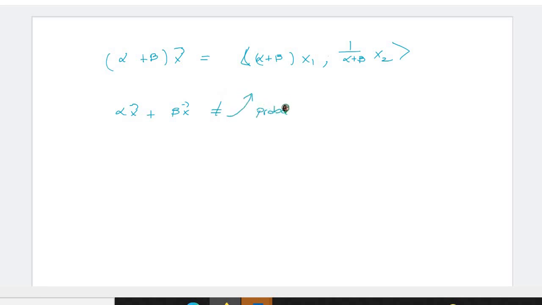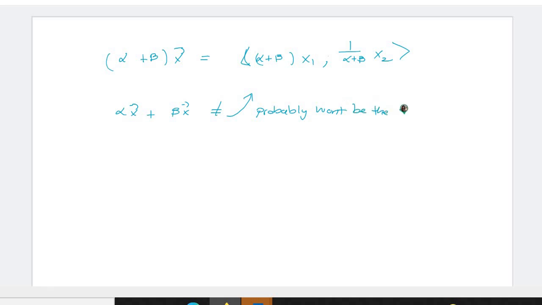What you can do is go alpha plus beta x. This would be alpha plus beta times x, so it'd be alpha plus beta times x1, and then 1 over alpha plus beta times x2. And if you did alpha x plus beta x, you probably will not get the same thing, because there are two different parts to this. And it's because of the common denominator thing, you won't be able to get it.